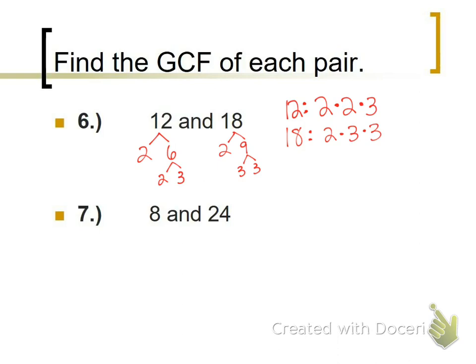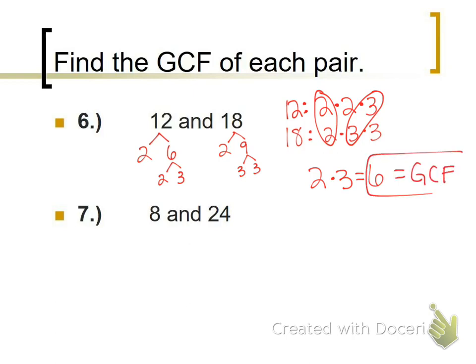Once I have those lists, I'm looking for matches or pairs. What matches on those lists? Okay, we've got a match of 2s. We got a match of 3s. I don't really care which match you take. You could take the ones on the end or the one in the middle with the one on the end. So 2 times 3 would give me 6, so therefore that is the GCF of those numbers.